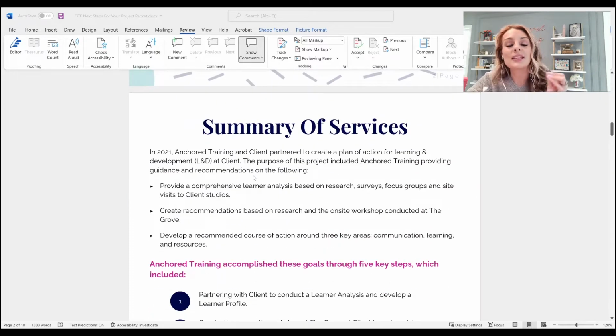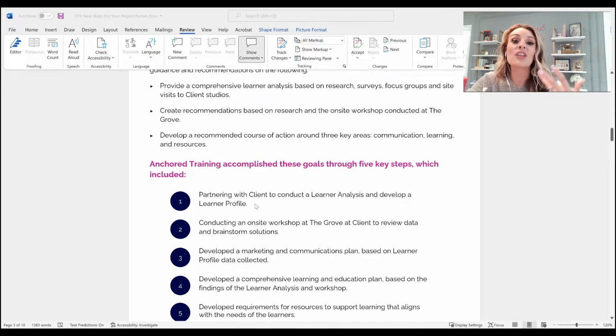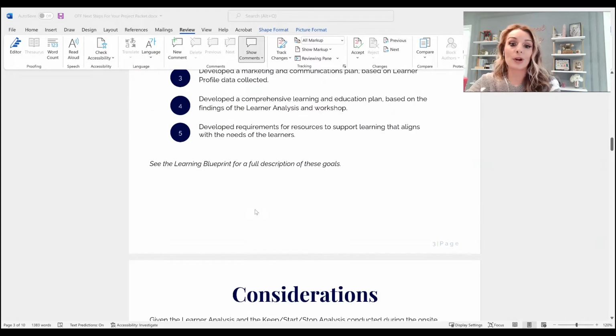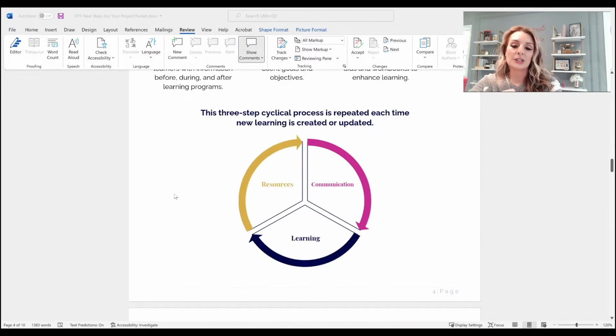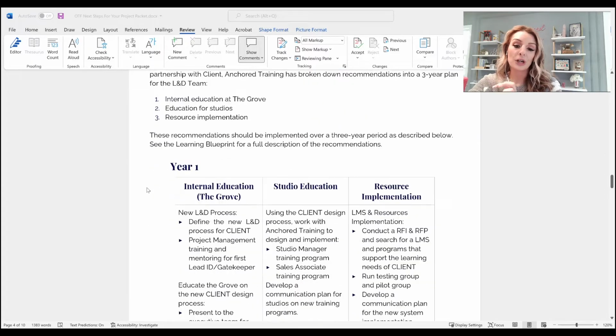We also include a summary of services. So this is just so everybody is completely clear what we were contracted to deliver, what we delivered, just to kind of summarize all the steps that we took to achieve where we are, like the end results. We also included a considerations page. Basically, this was part of a learning blueprint where we really ended up analyzing a lot of their current work, did learner analysis of two types of learners, two types of employees, I should say, and talked a lot about the culture at this organization. So we put in a document all about the considerations that they should be thinking about, their 3-year plan.